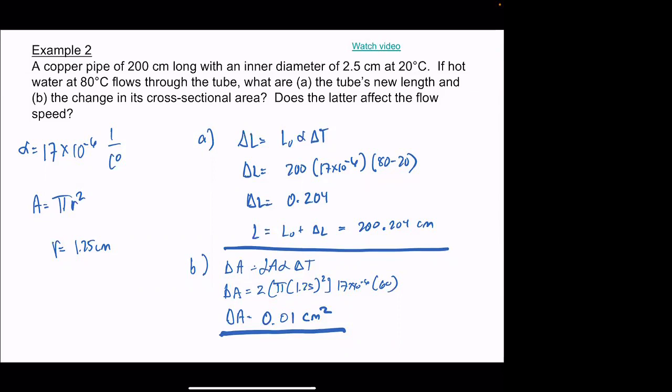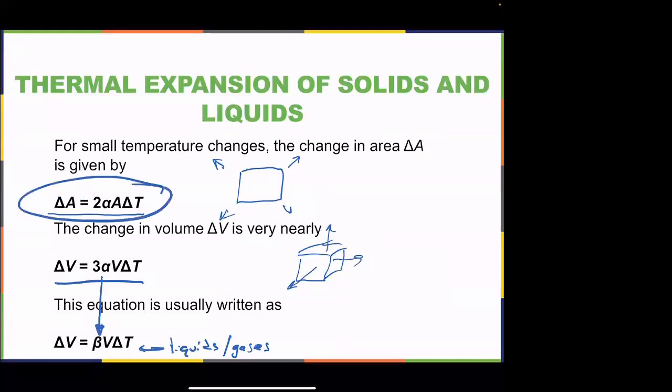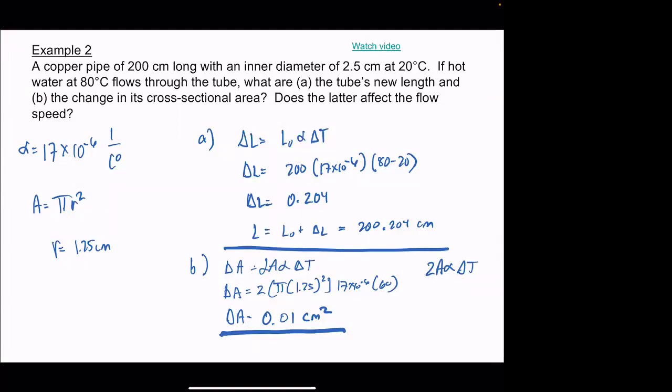I got the 0.01, but where'd your 2 come into that equation? That is the equation, 2A alpha delta T. That's the equation for change in area. Wait, what was the A? A is the area. A is pi r squared. Anybody else? All right, let's move it on.